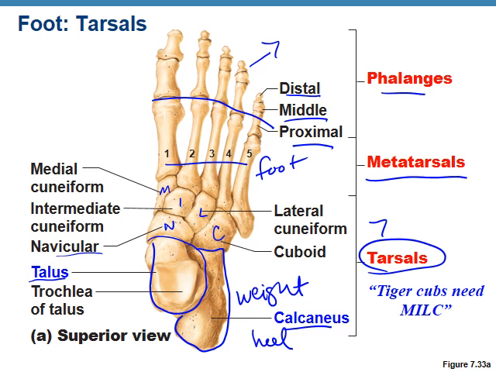And one of the things I forgot with the hand was to show you that there is no middle or medial. So for both the thumb and the toe, there are only 2 bones. There's the distal and the proximal phalanx. That's it. We do not have a middle on the toe or the thumb.